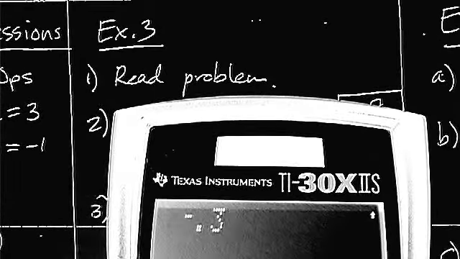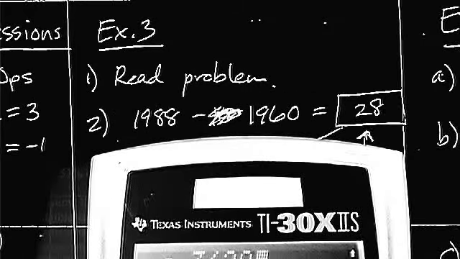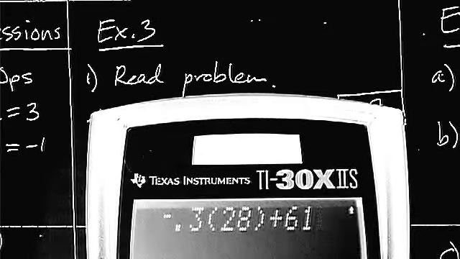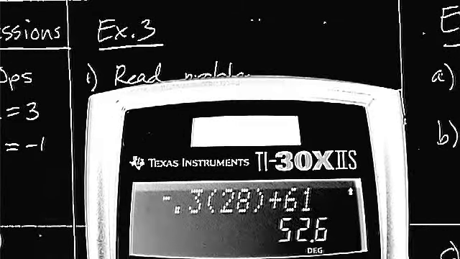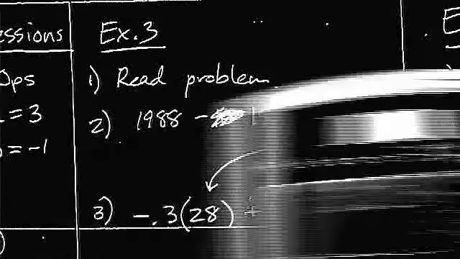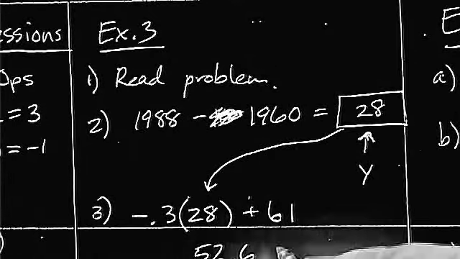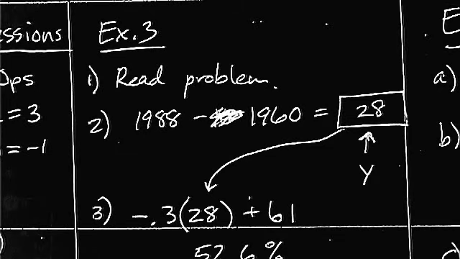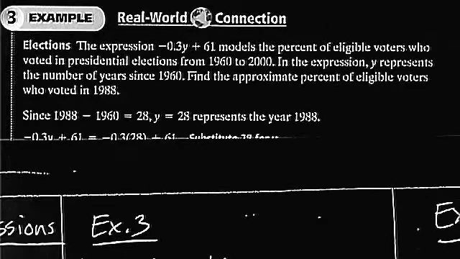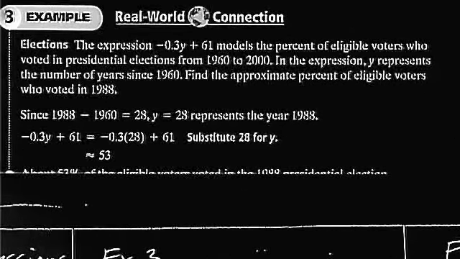Negative 0.3 times 28 plus 61. And so, using our handy-dandy machine and the order of operations, we get 52.6. And that is the percent of eligible voters. So as you can tell from that particular problem, the percent of eligible voters has been going down. Okay? Not a great thing, is it?